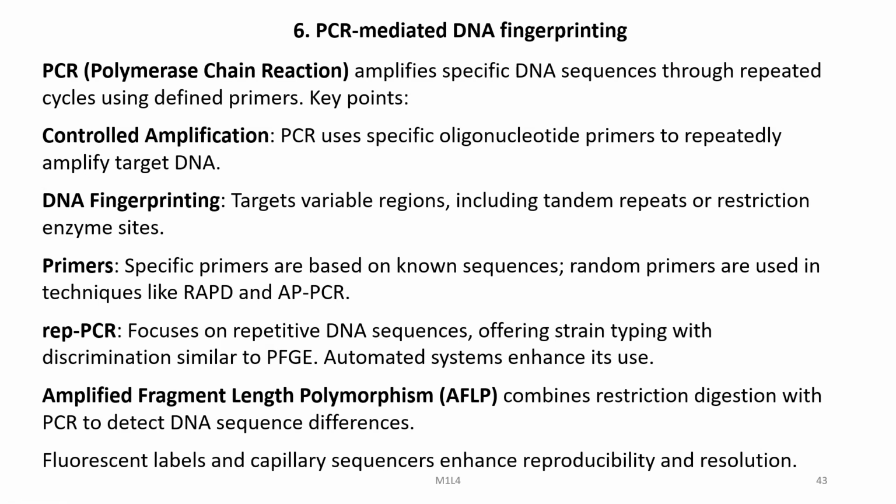Then we also go for amplified fragment length polymorphism, another modification. This combines restriction digestion with PCR to detect DNA sequence differences, and we will be discussing AFLP in another slide later. Fluorescent labels and capillary sequencers enhance the reproducibility and resolution.